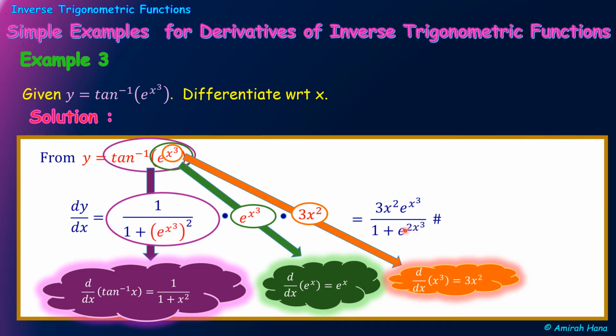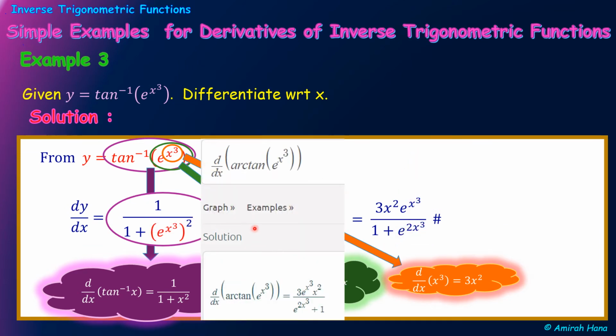We can check the answer using symbolab.com. When we differentiate using symbolab.com, we need to use the command d over dx. Inverse tangent here, we can write arctangent, and then e to the power of x cubed. After we press enter, the answer will display like this: 3e to the power of x, x squared, over e to the power of 2x cubed plus 1. This is equivalent to this answer, right?